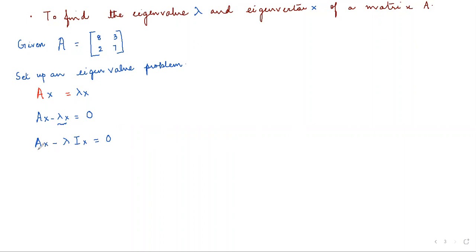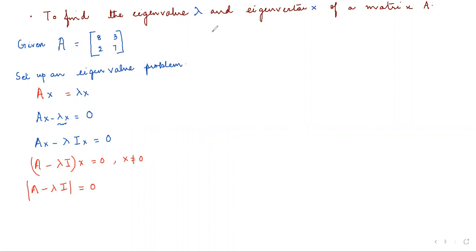So now you have the correct form of the equation, that is (A − λI)x = 0, where x is not equal to 0. We want to find this. So what do we take? We take the determinant of A − λI equal to 0.